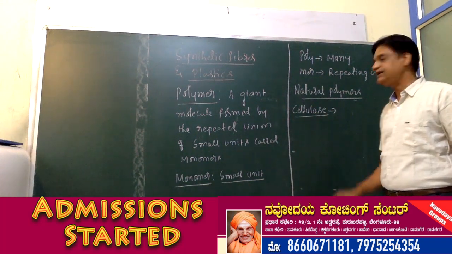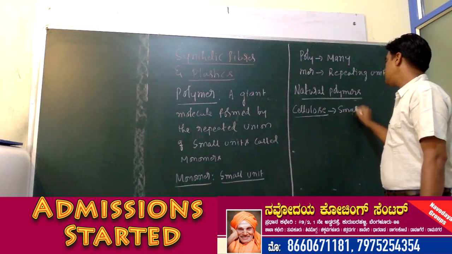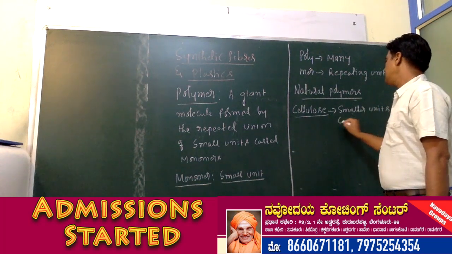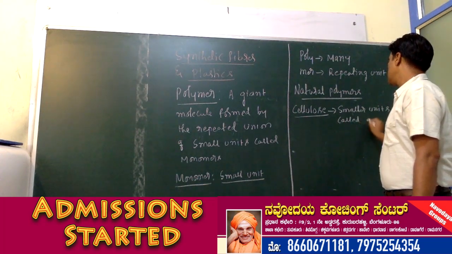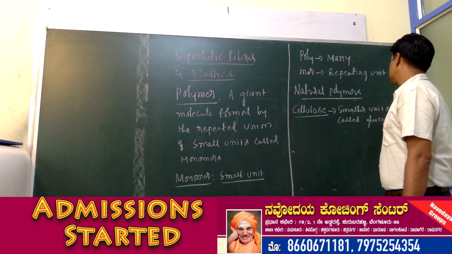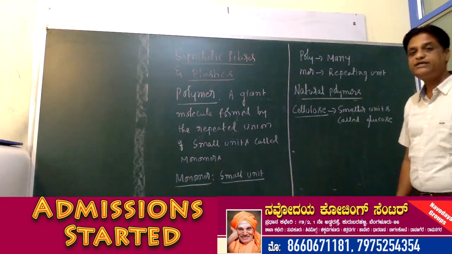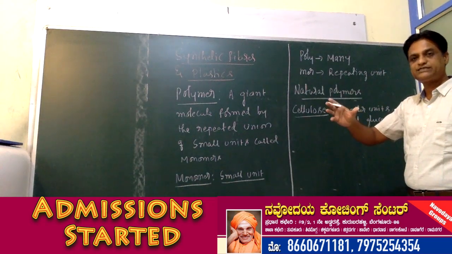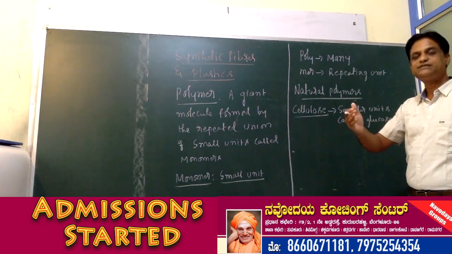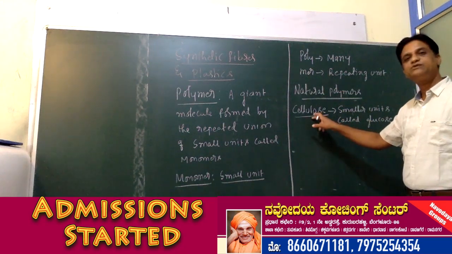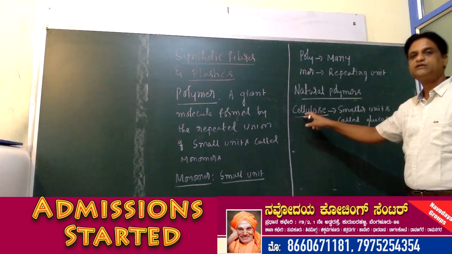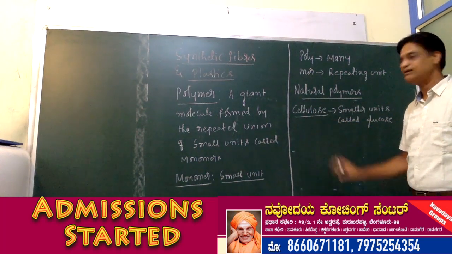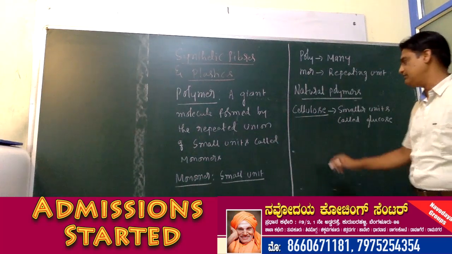Actually, cellulose contains many smaller units called glucose. So the smaller units found in cellulose are glucose. Many glucose units, when they undergo repeated union, give rise to a complex structure called cellulose, which can be called a polymer. So it's an example of a natural polymer.